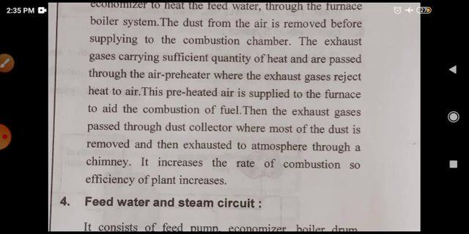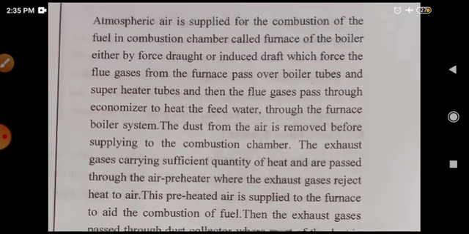Then the exhaust gases pass through the dust collector, where most of the dust is removed, and then exhausted to the atmosphere through a chimney. It increases the rate of combustion, so the efficiency of the plant increases. Okay, got this? Let me explain in short.